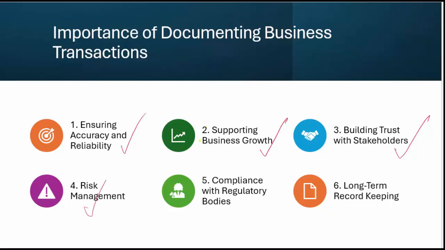4. Risk management. Documenting business transactions is a key part of risk management. By keeping accurate records, businesses can quickly identify discrepancies, manage cash flow, and avoid financial shortfalls. It also helps in tracking obligations, such as payments owed to suppliers or debts to be collected, reducing the risk of financial mismanagement. 5. Compliance with regulatory bodies.